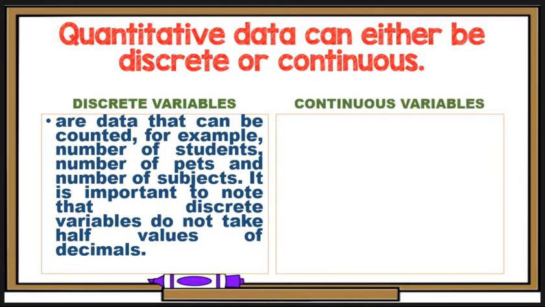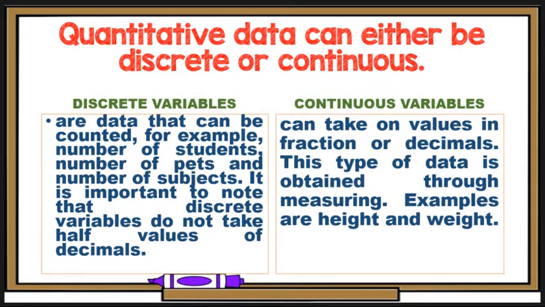Now, let's look at the continuous variable group. It can take on values in fraction or decimals. This type of data is obtained through measuring. Kung yung discrete variable natin ay binibilang, kinakount, bawal ang kalakalahati, so continuous variable, hindi siya binibilang, sinusukat siya. So, some examples are height and weight.